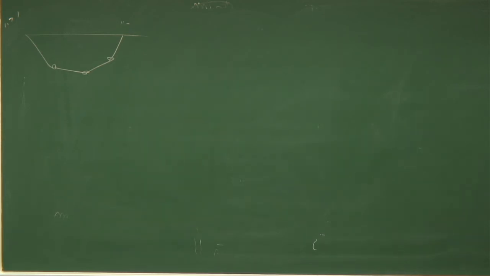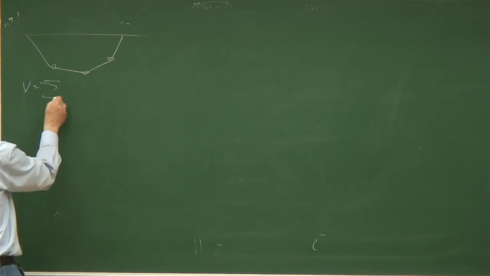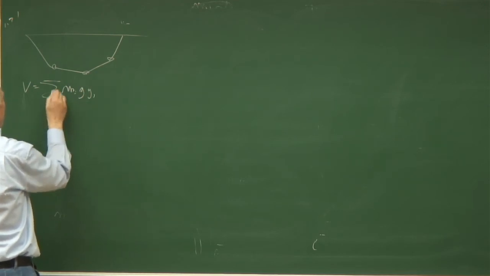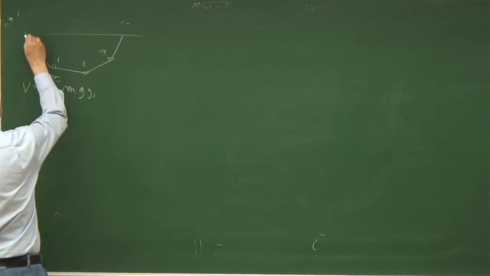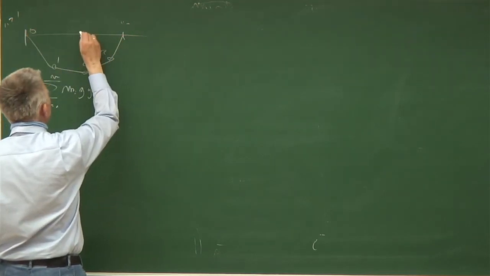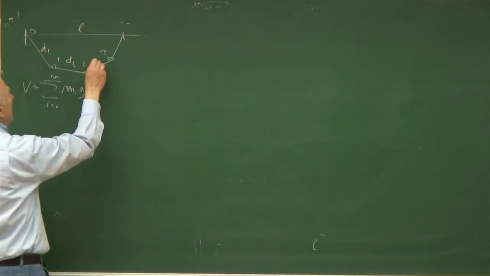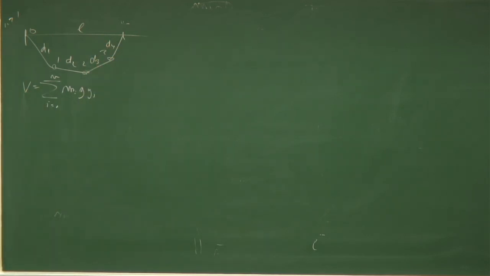So let's look again at the catenary. We have V equal to the sum of m_i g y_i. We have 1, 2, 3 particles. Here is 0, here is, I think, L, yes. And this is d1, d2, d3, d4. You may consider vibrations in the plane or in the space.